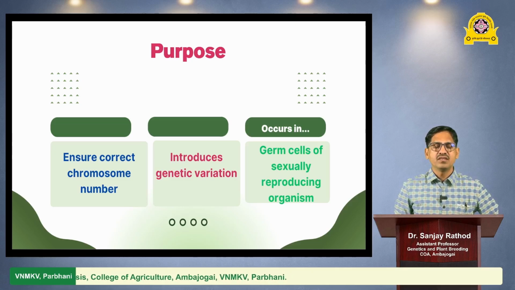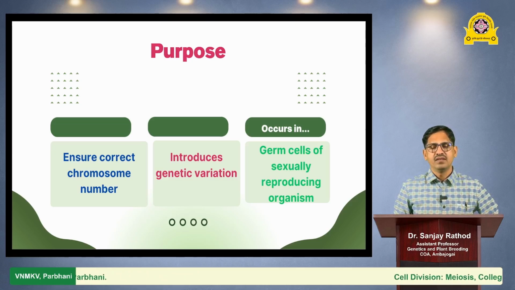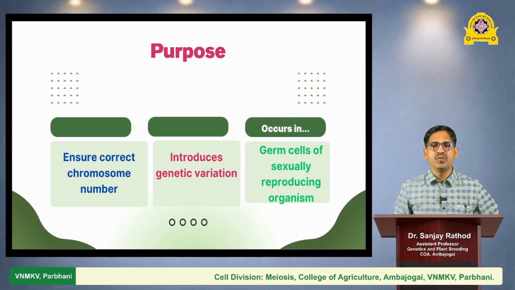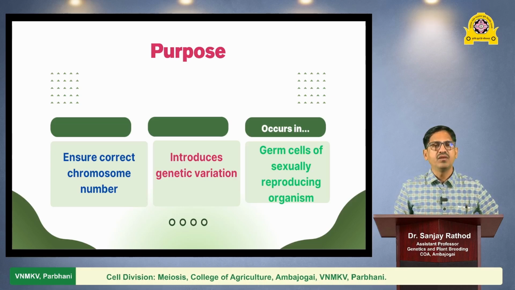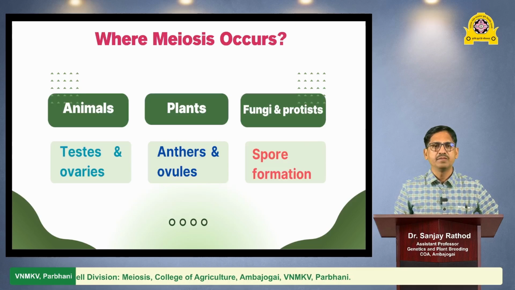As we have discussed, there are purposes. Number 1 is to ensure the correct chromosome number in each and every generation. Number 2, it introduces genetic variation by means of sexual reproduction. Particularly, it occurs in germ cells of sexually reproducing organisms. Without meiosis, genetic variations may not arise.